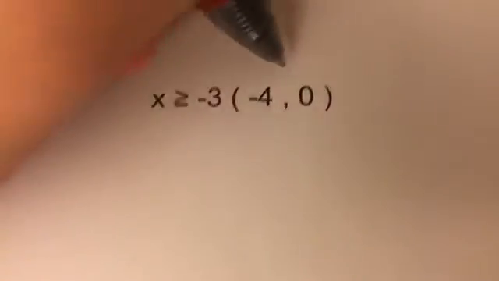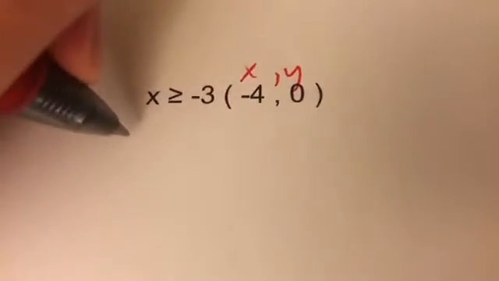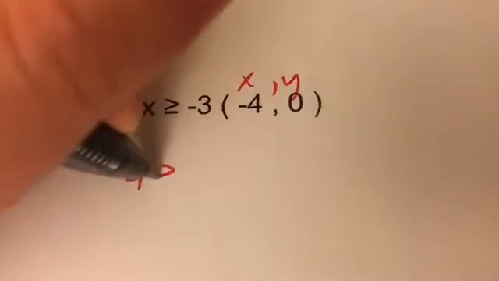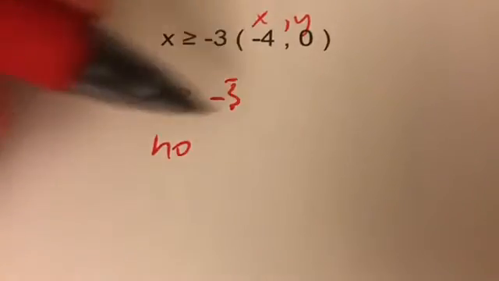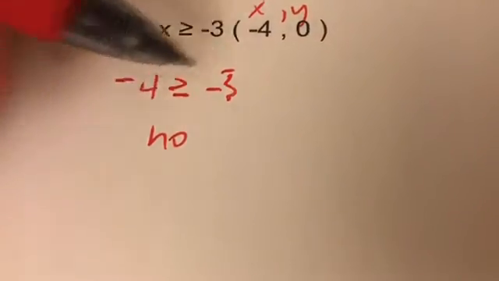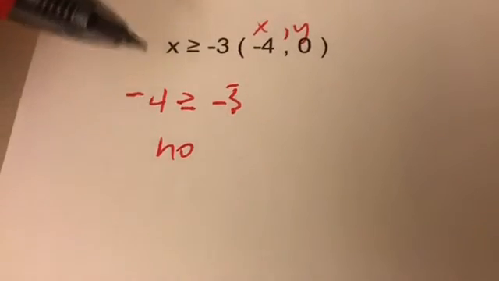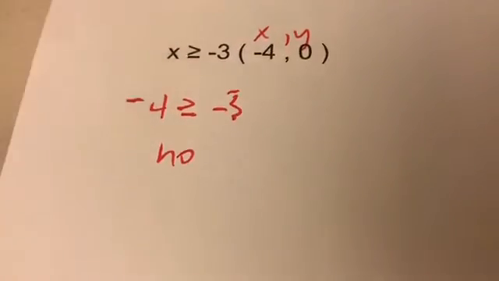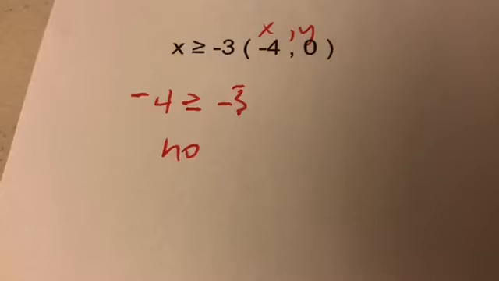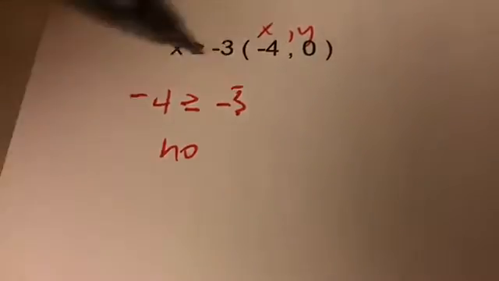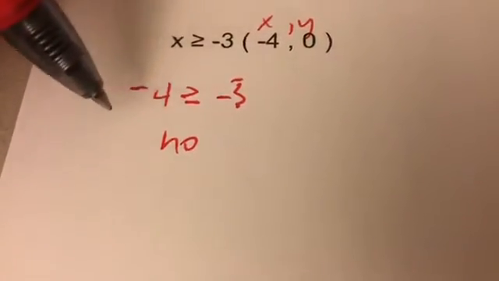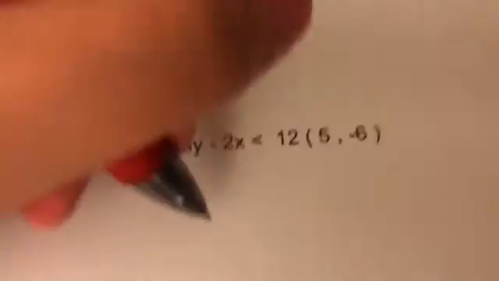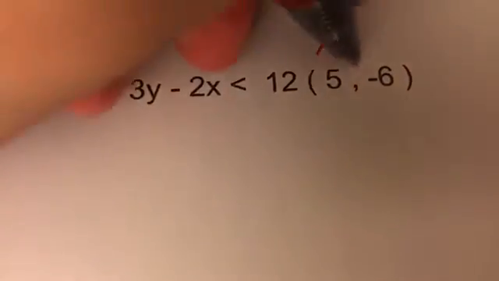Next, negative 4 greater than or equal to negative 3. This is not true because you can't be tricked by this, even though 4 is greater than 3. Because on the number line for negatives, as you go farther back, the numbers grow smaller. So negative 3 is greater than negative 4, which is smaller.